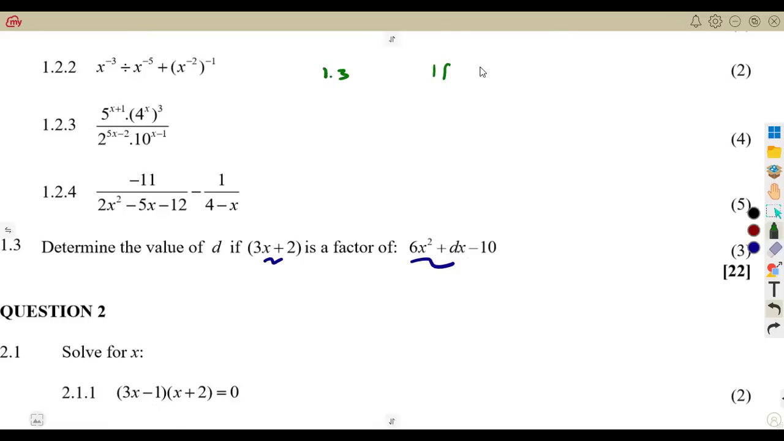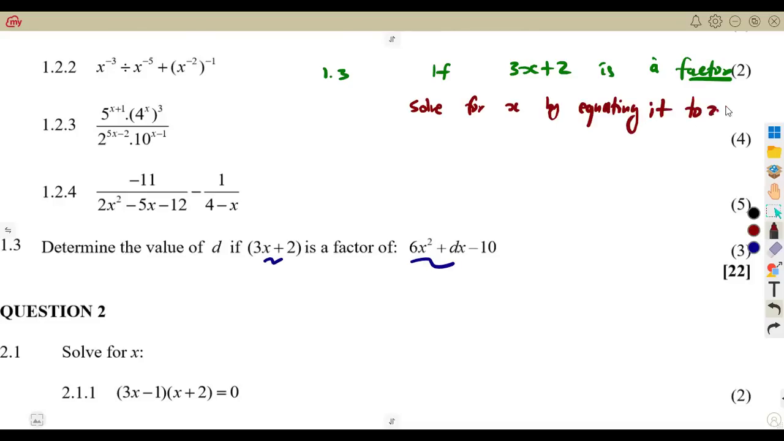If 3x plus 2 is a factor, just solve this for x. These are the stages that you just need. Solve for x by equating it to 0. Just solve for x by equating this expression to 0. You take it and equate it to 0. 3x plus 2 is equal to 0. You solve. You are solving, guys.